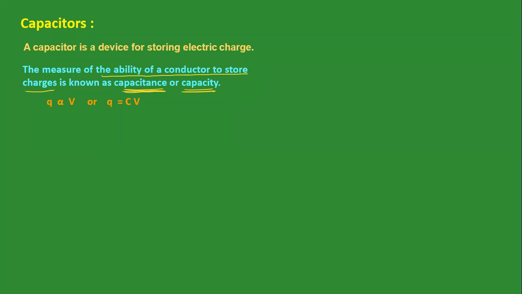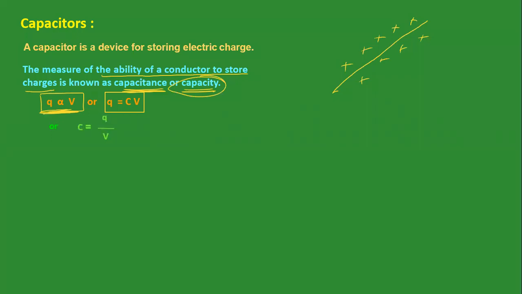Now you know that when we are considering an uncharged conductor, as we start increasing charge on the conductor, its potential also starts increasing. So as charge increases, potential increases. So we can write Q proportional to V. Hence we can write the same equation by introducing a constant. So Q is equal to CV, where C is a constant called the capacitance, or capacity, of that conductor.